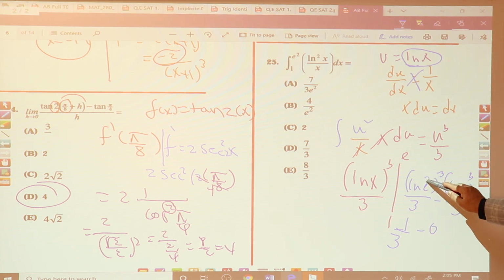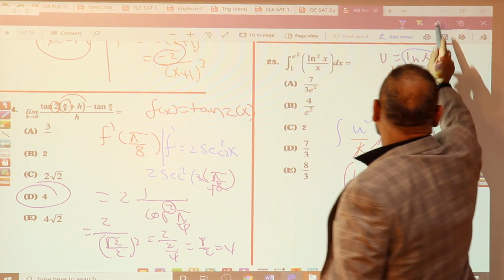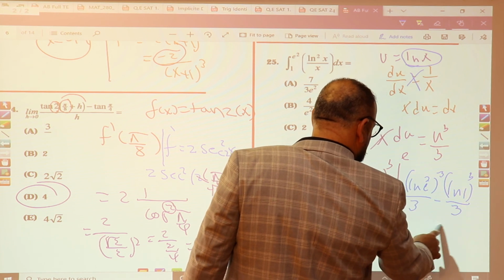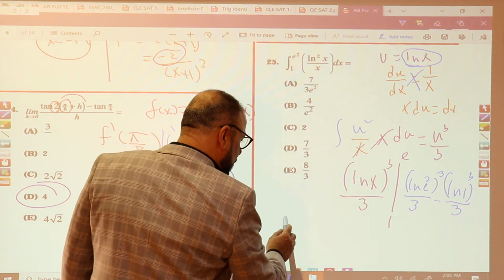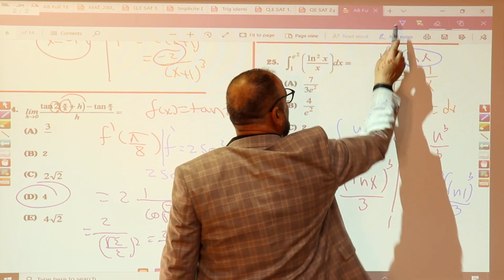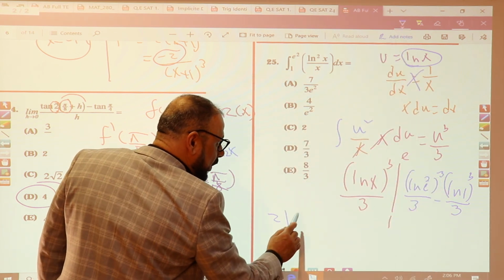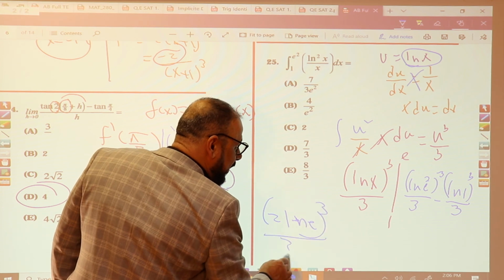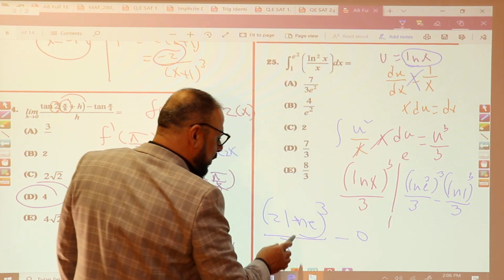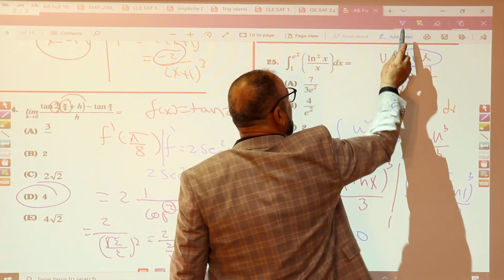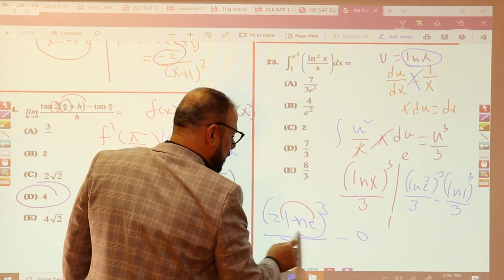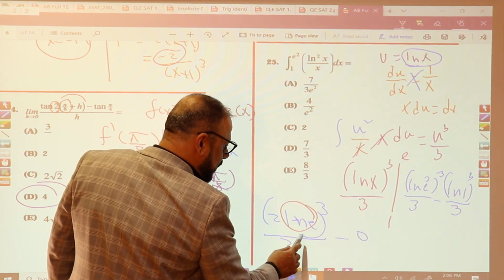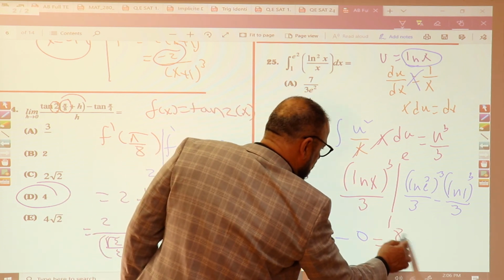Ln e square here, I have to erase this. Ln e square, which is 2. This becomes 2 ln e cube over 3. Ln 1 is 0. Ln e is 1. Ln e is what, guys? Ln e is 1. 2 times 1 is 2, cube is 8 over 3.